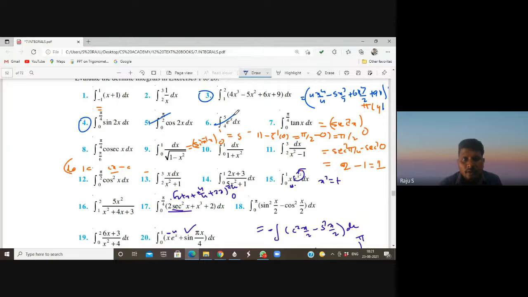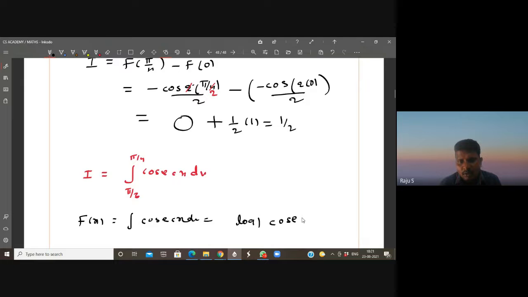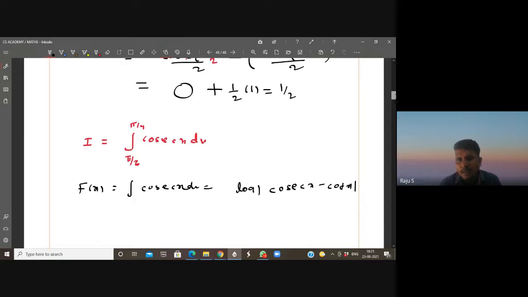Then you can do this, you can do this, you can do tan x also. I already did it. Cosecant x, we will do it, because the cosecant x formula is different. 30 to 45. So I is equal to integral of pi by 6 to pi by 4 cosecant x dx. Okay, f of x is only integral cosecant x dx. This is log mod cosecant x minus cot x. Am I right, students? This is f of x.